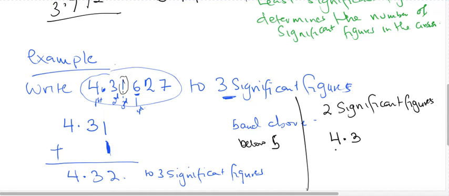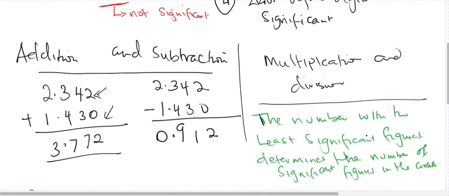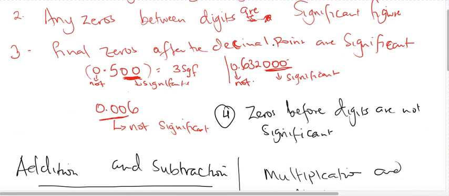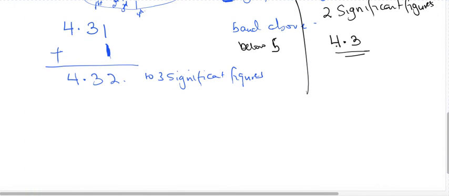Just like that. Be careful, don't add zeros, because if you do add zeros, you remember this rule: final zeros after the decimal are significant. So if you add zeros, it will be a mistake. So it is just 4.3.